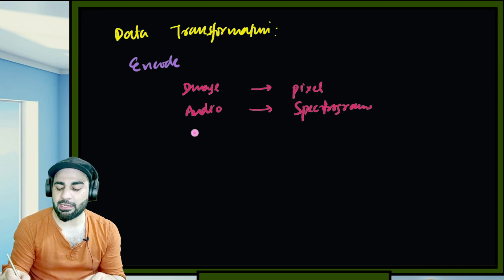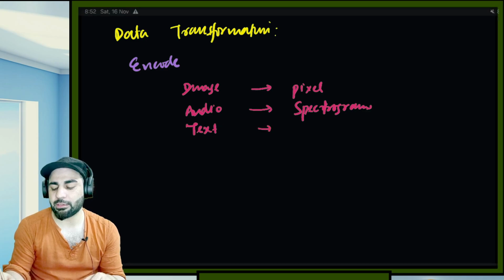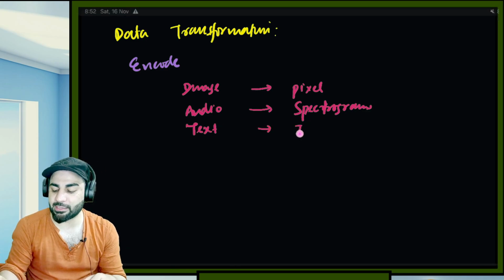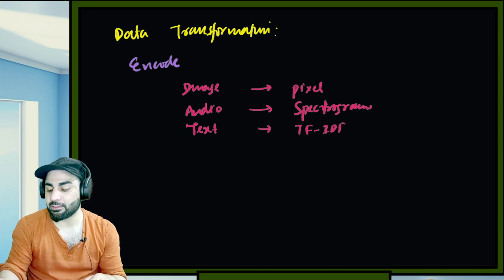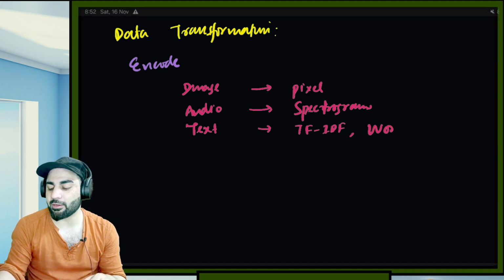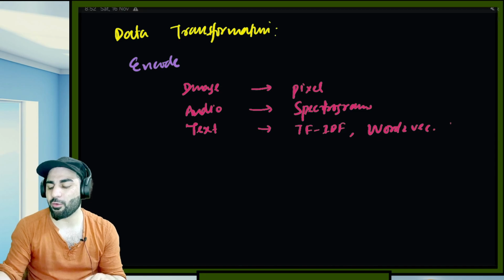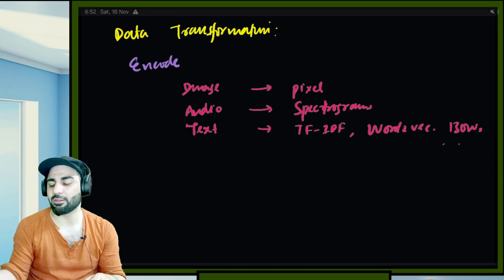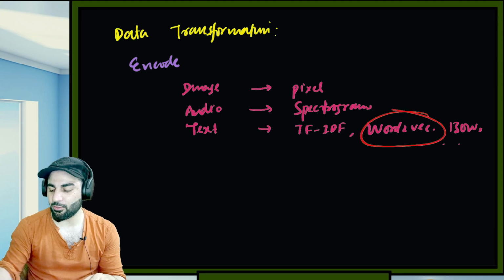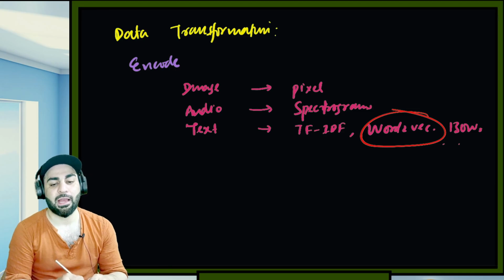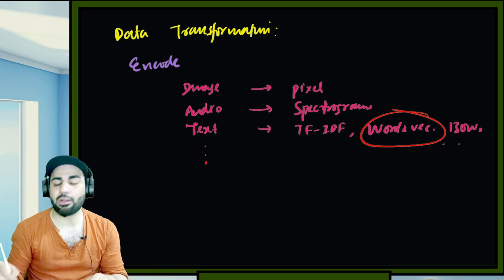And let's suppose we have text. For text, there are a lot of techniques. There is something called TF-IDF. Okay, and there is word2vec, bag of words. A lot of things are there. I think the best is this word2vec, which people usually use. And if you have other things, you accordingly convert them into numbers.